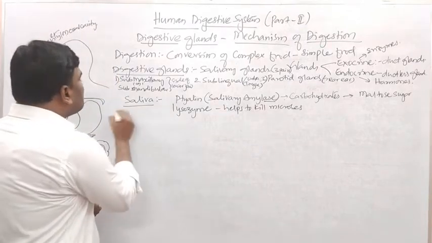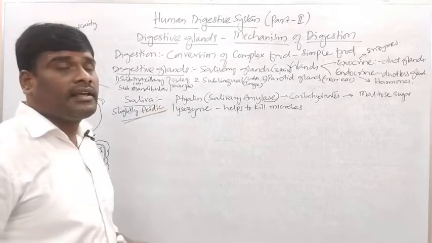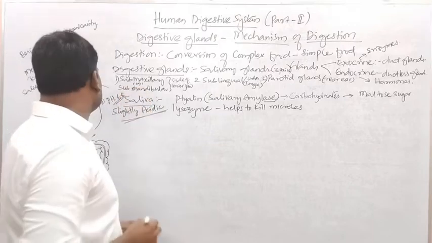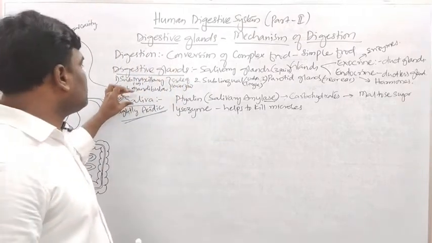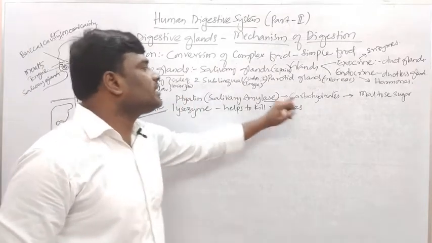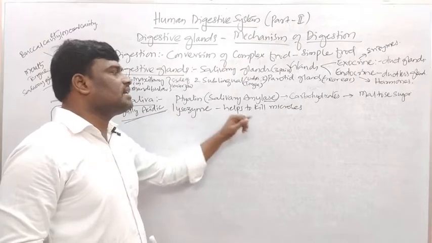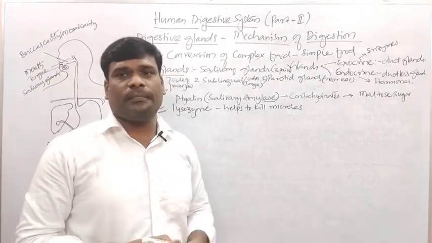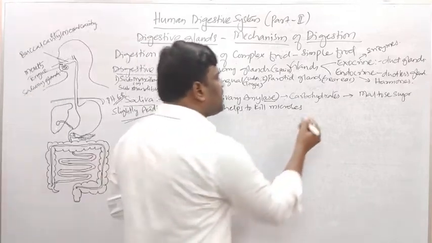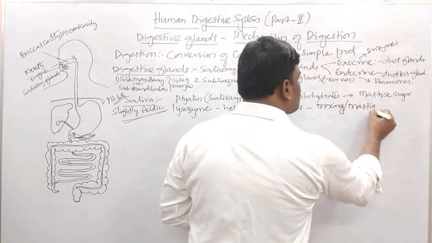And this saliva is slightly acidic in nature, children, around pH 6.8. Got it? So this is about saliva. Saliva is secreted by salivary glands, and saliva consists of ptyalin, which converts carbohydrates into a disaccharide, that is maltose sugar. And the second one is lysozyme, which helps in killing the microorganisms that enter through our food, children. And what is another function of saliva? It helps in mixing the food, masticating, or we can call it mastication.